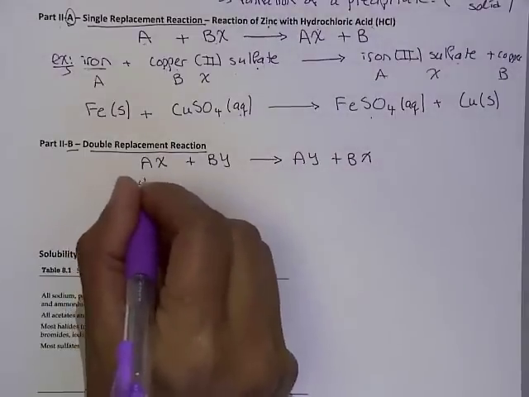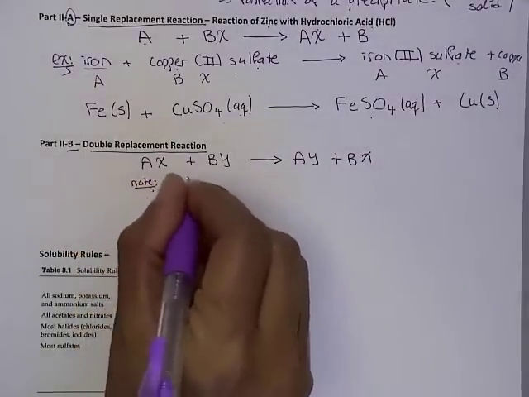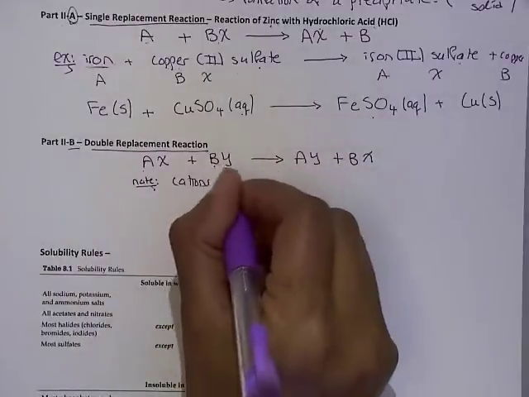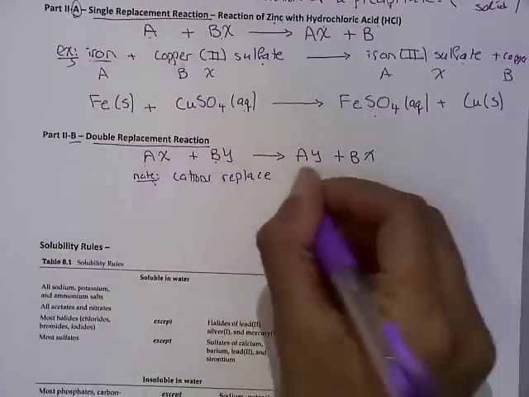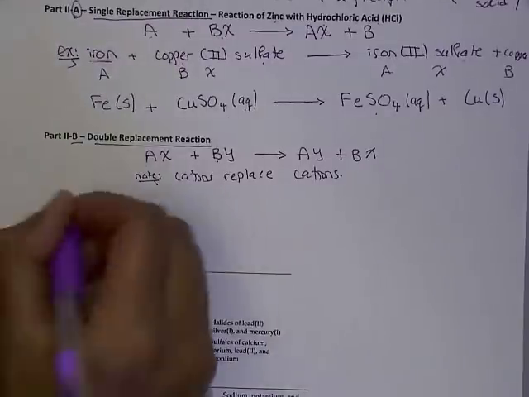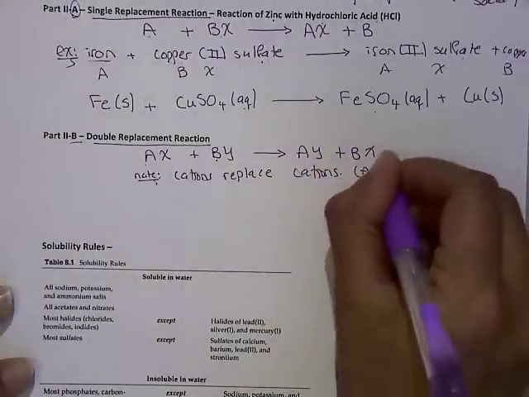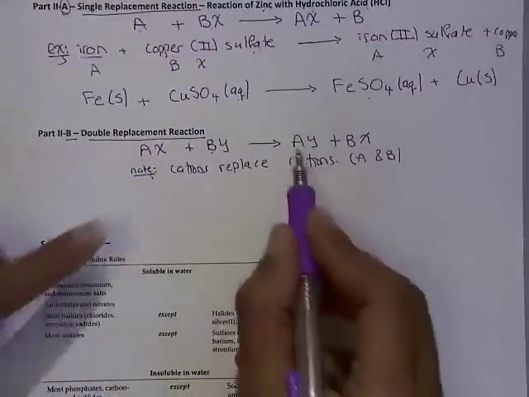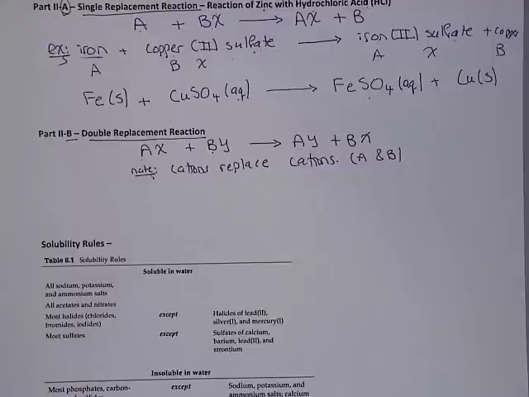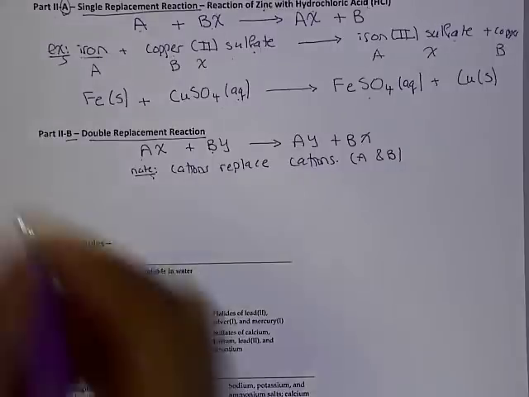So again, note your cations here, which are your A and B. Cations replace cations. All right, so let's do an actual example. My cations in this general formula were my A's and B's. Notice how your A's and B's swap here, and your X's and Y's also swap. So cations swap with cations, anions swap with anions. All right, let's do an example.